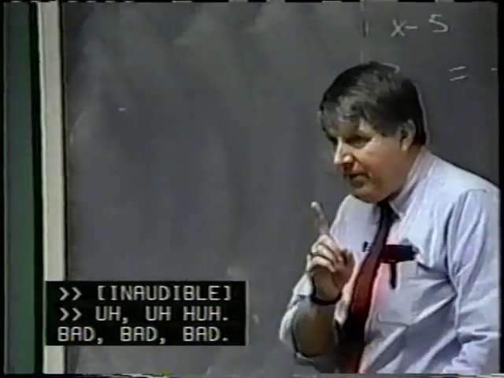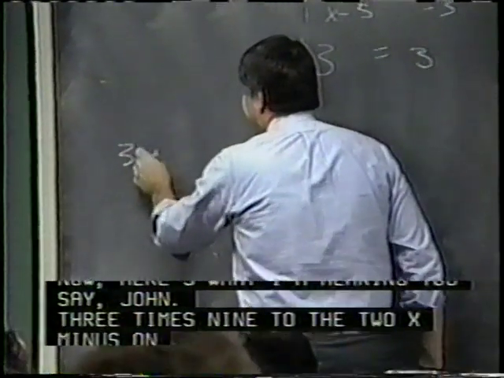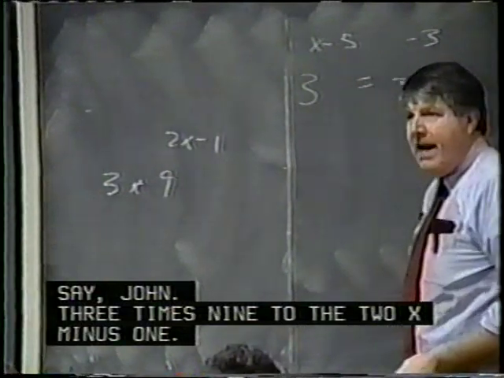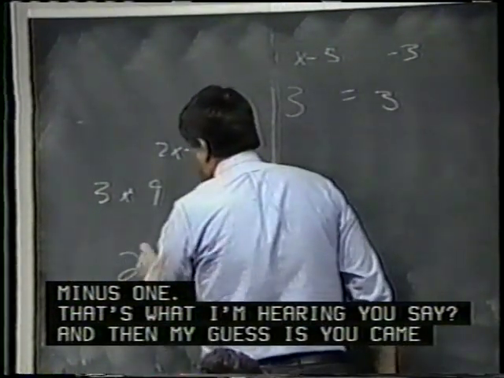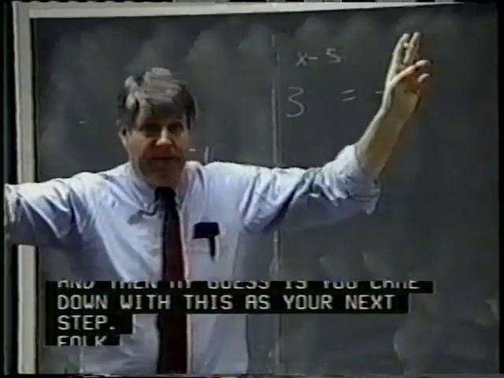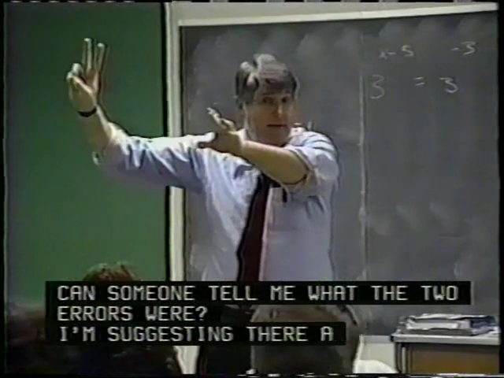Bad. Now, here's what I'm hearing you say, John. 3 times 9 to the 2x minus 1. That's what I'm hearing you say. And then my guess is you came down with this as your next step. Folks, he made 2 errors there. Someone tell me what the 2 errors were? I'm suggesting there are 2 errors that he made there.